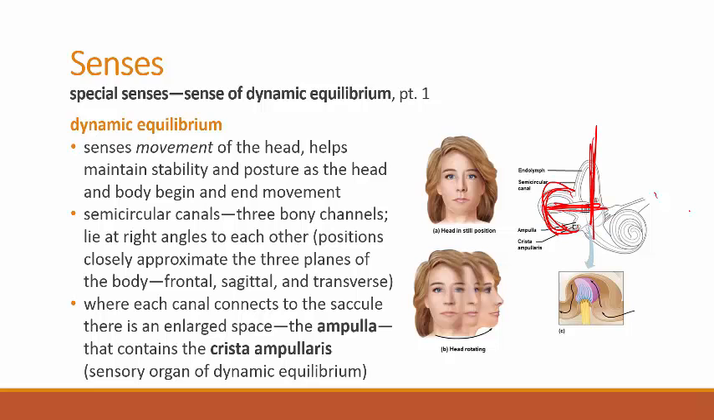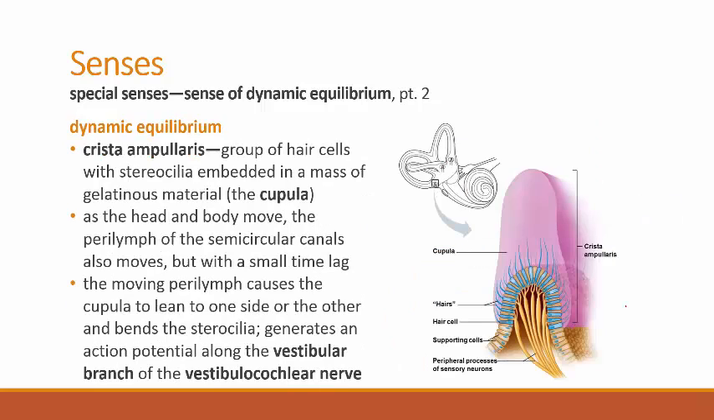And where the canals connect back to the saccule, where each one of them connects back to the utricle and the saccule here, there's an enlarged space called the ampulla, and here's the ampulla, and it contains an organ called the crista ampullaris, and this is where we sense dynamic equilibrium.